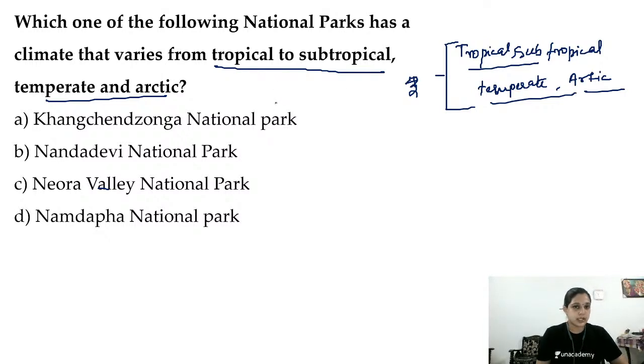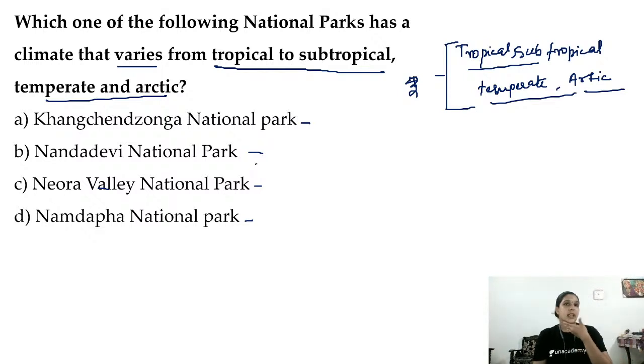So in that, if you see, what are these? Kanchenjunga, Nanda Devi, Neora Valley, Namdapa. All these four are present in the north. But you want a place which has all of these, not just any of these four. They're asking which one of the following national parks has a climate that varies from these, so a national park that has all of them. So you should know which state they belong to. If you know which state they belong to, you can actually answer this question.